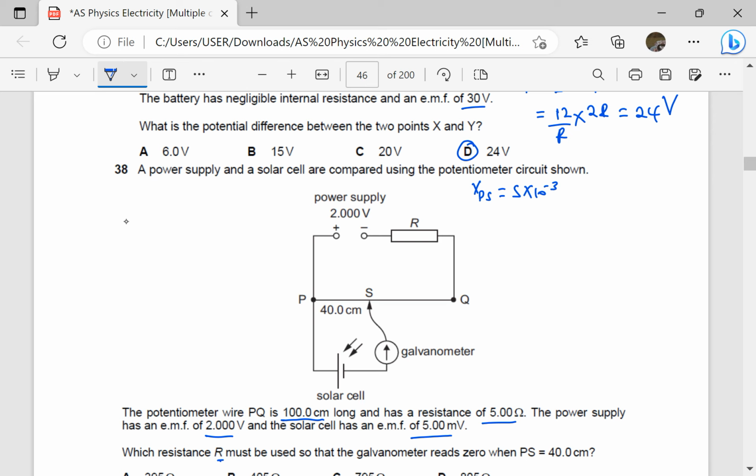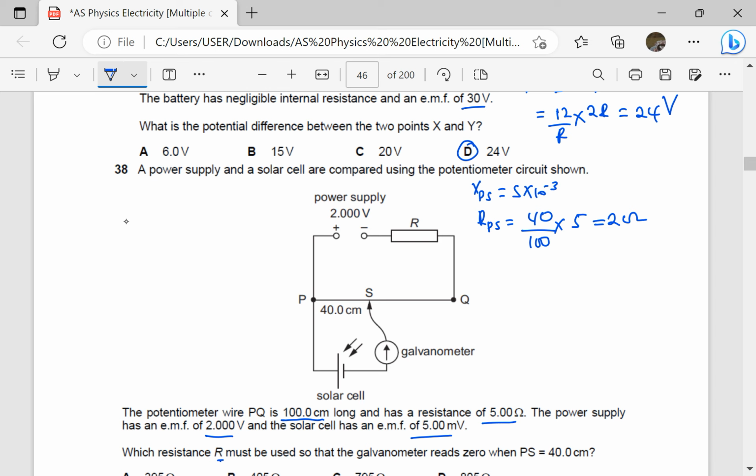And the resistance of PS can also be found because we have the resistance for the whole wire and we have the length. Resistance is directly proportional to length. So resistance across PS is going to be 40 over total length, which is 100 centimeters, times the resistance of the whole wire, which is 5. So 5 over 100 is resistance per centimeter. When I multiply by 40, I get the resistance of only PS. So this is 200 over 100, that is 2 ohms.